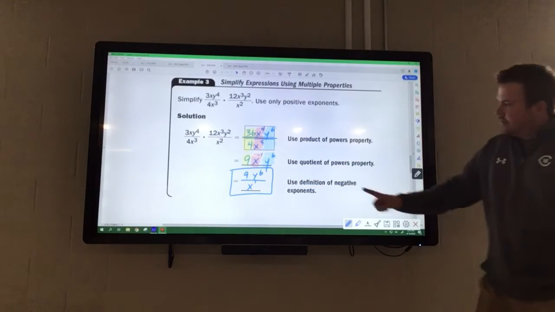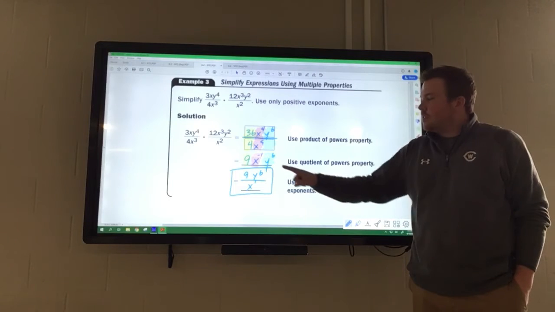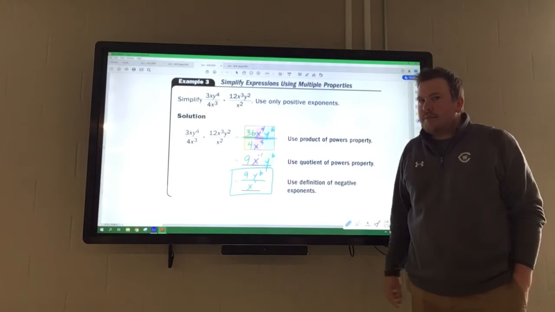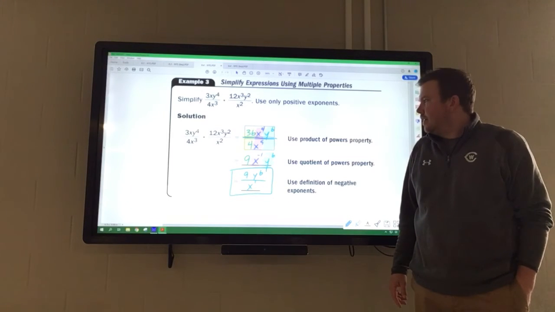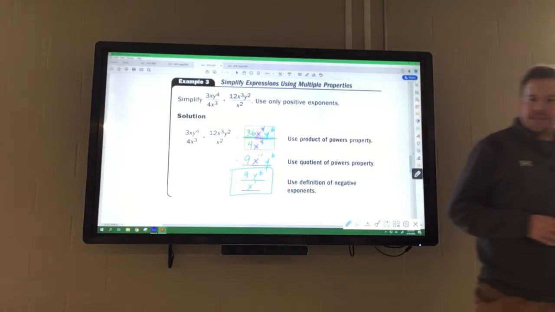Alright, so again, negative exponent doesn't necessarily mean a negative number, it just means it's in the wrong spot. So this was in the numerator with a negative exponent, so we moved it down to the denominator. Leaving us with this final answer.